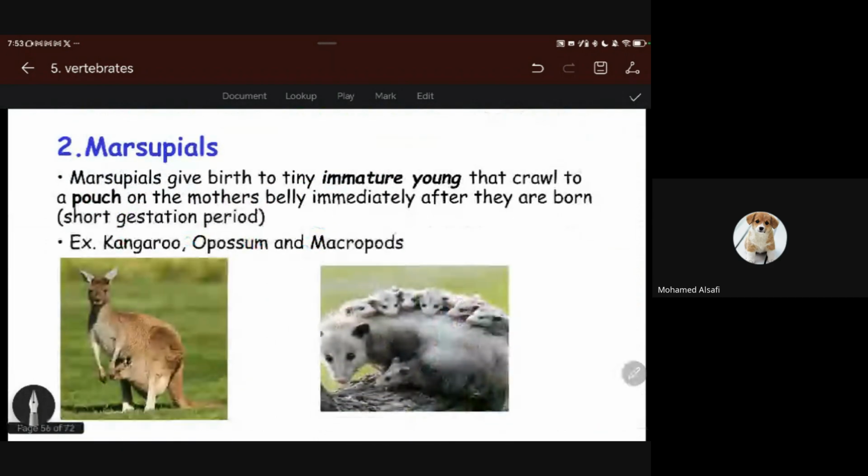Next, we have another division, the marsupials. They give birth to tiny, immature young that crawl to a pouch on their mother's belly immediately after they are born, which means a short gestation period. We've already said that gestation is the period in which the offspring continues its growth within the mother. So this is a short period where the baby continues its growth within the mother, like kangaroos.